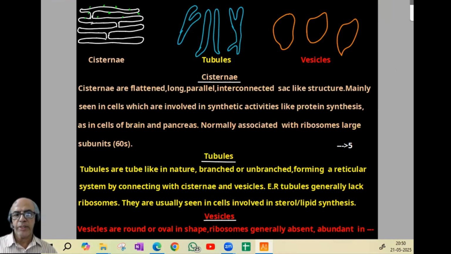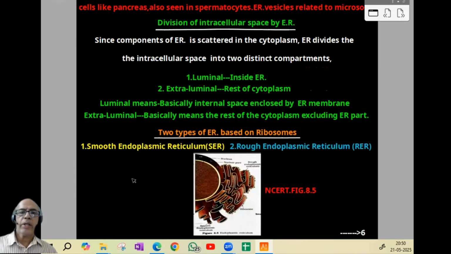Cisternae, what are the characters? Then tubules, what are the characters? Vesicles, what are the characters? Then division of intracellular space by ER. That is, since the components of ER are scattered in the cytoplasm, ER divides intracellular space into two distinct compartments: luminal, inside the ER, and extraluminal, the rest of the cytoplasm.